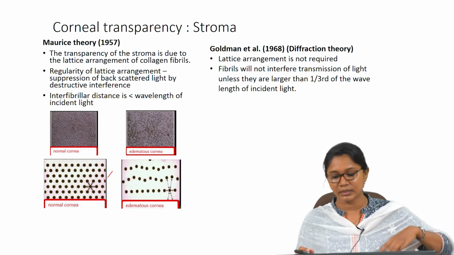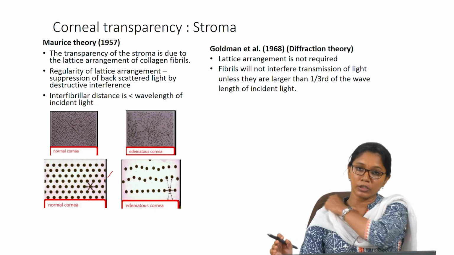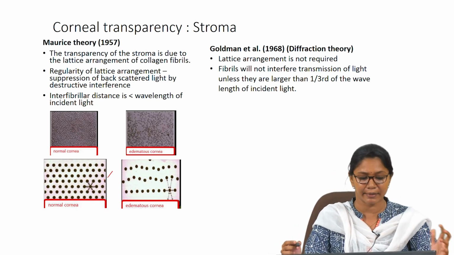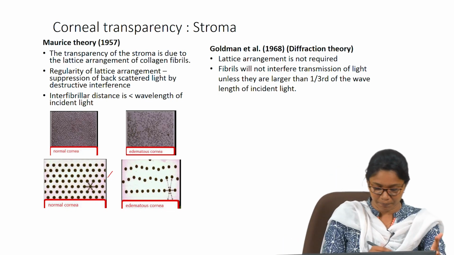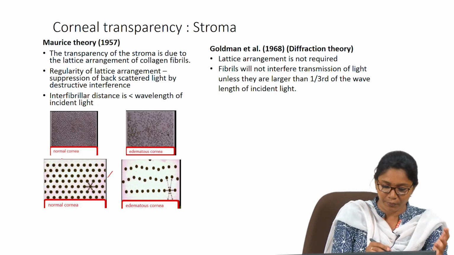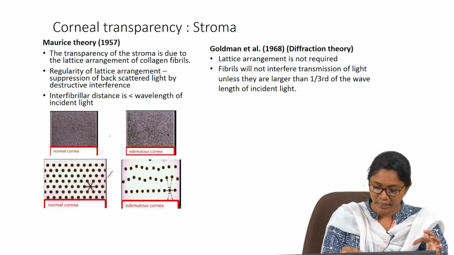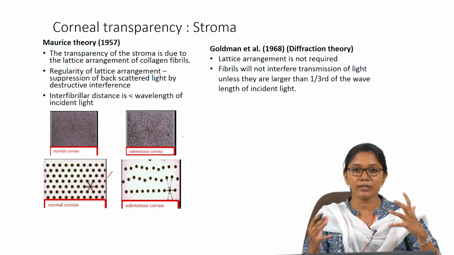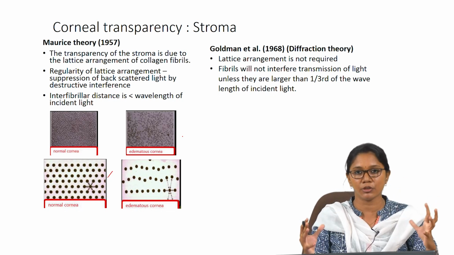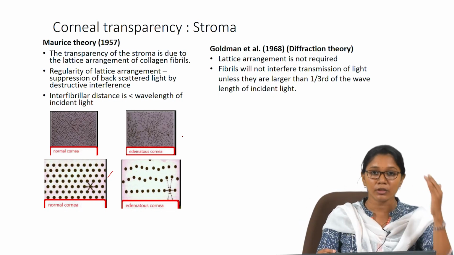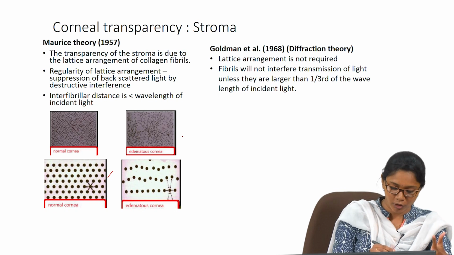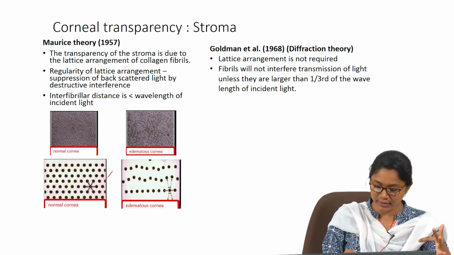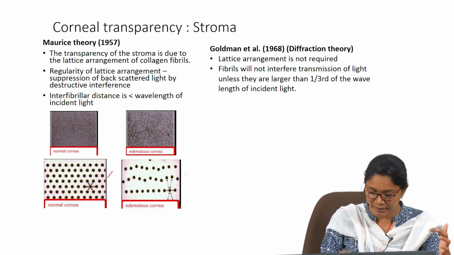Later, after the Morris theory in 1957, Goldman, based on the diffraction theory, proposed another statement. Sorry, I have not explained this picture. Here we have a picture of the normal cornea and then an edematous cornea, that is, when there is edema or swelling, what happens? There is a bulge in your corneal layer and your transparency is reduced. In the normal cornea there is a periodic arrangement, whereas in this one there is no periodicity seen.